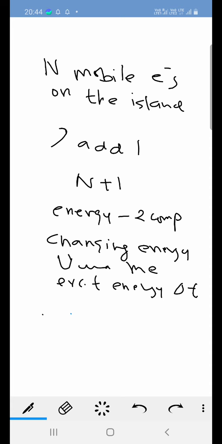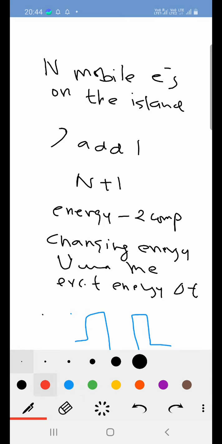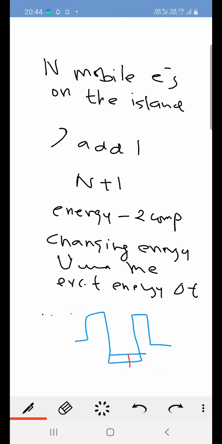So it was like this. So this is your U. This amount of energy is the U, where you are adding one electron, and there is this, the excitation energy delta E. So as we keep on giving excitation energies, it will rise one electron by one.